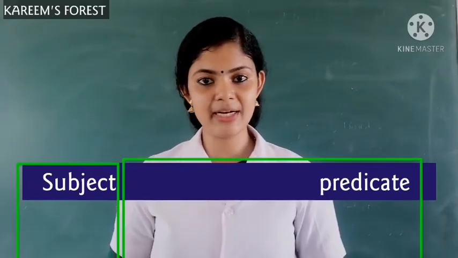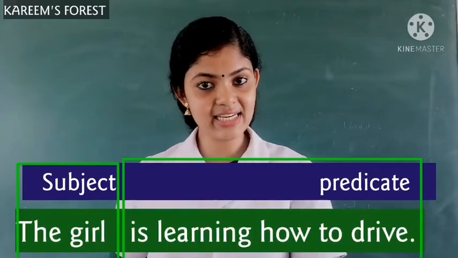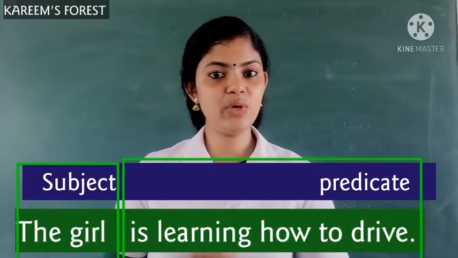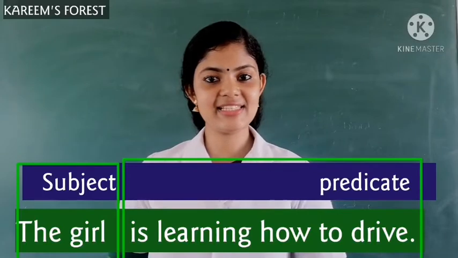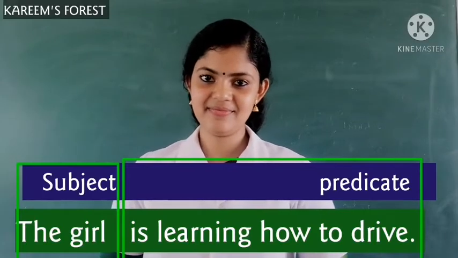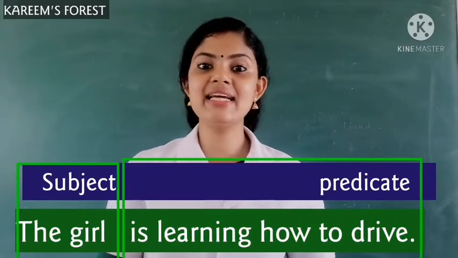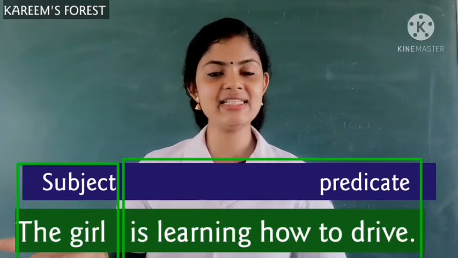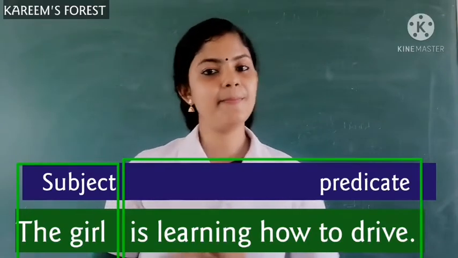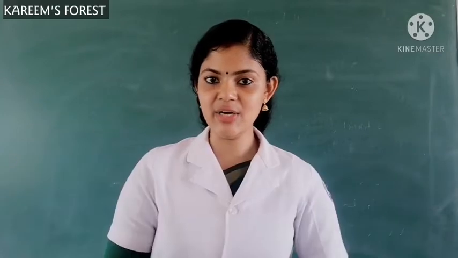Okay. Another example, the girl is learning how to drive. Here what is the subject? Yes, the subject is the girl. Then the predicate is learning how to drive. So first part is the subject, then comes the predicate. So a sentence includes a subject and predicate.